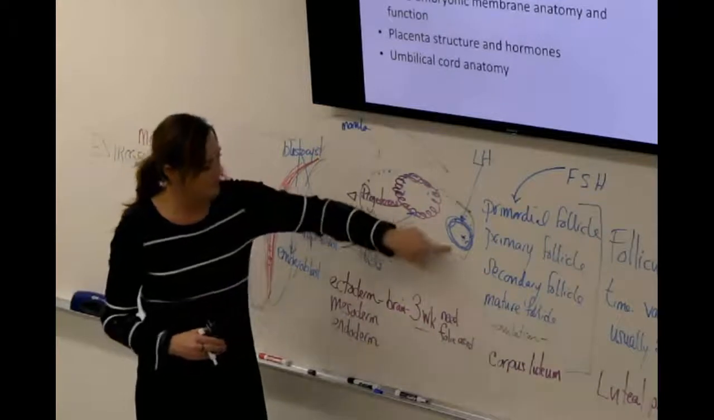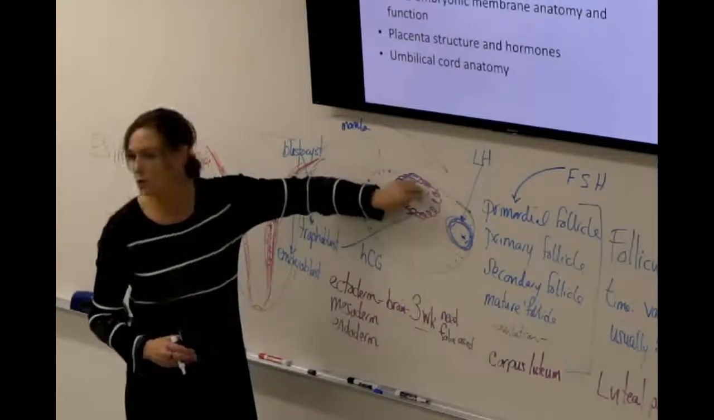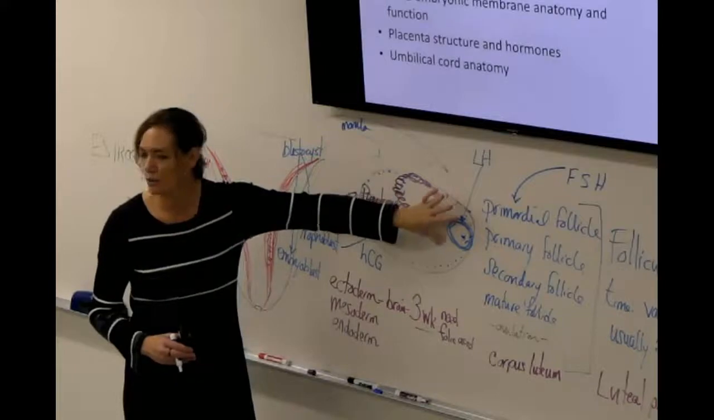There's just a different set of cells that rim this that become the corpus luteum. So sort of like a double set here.